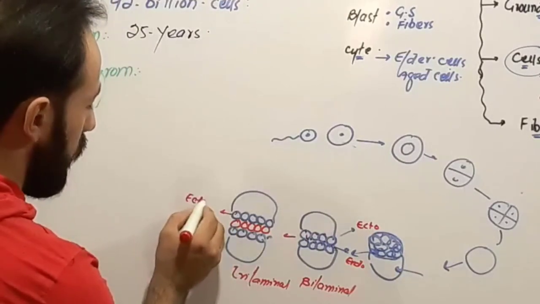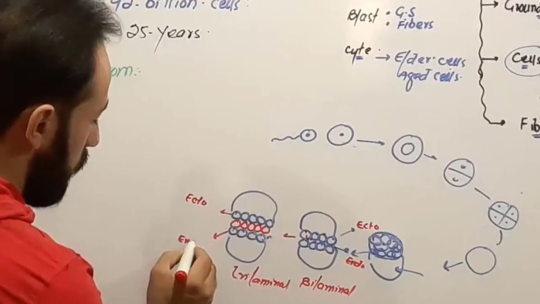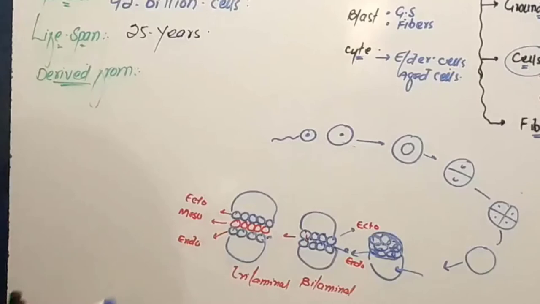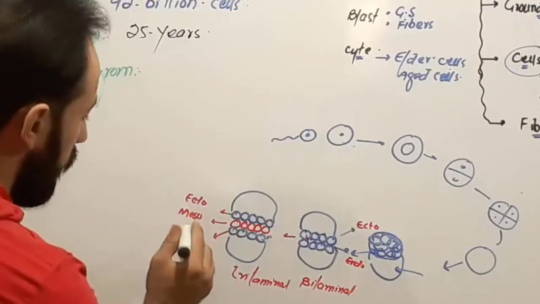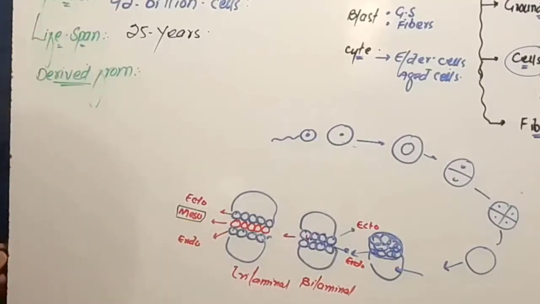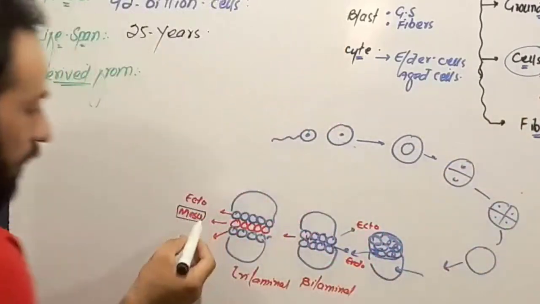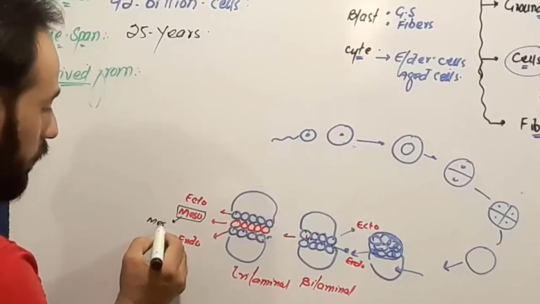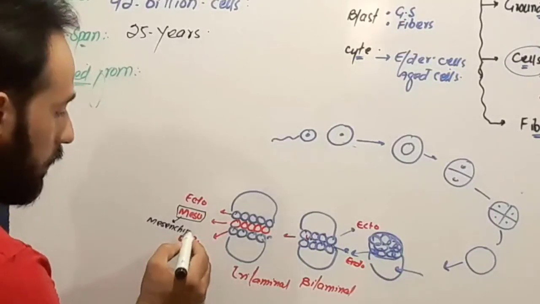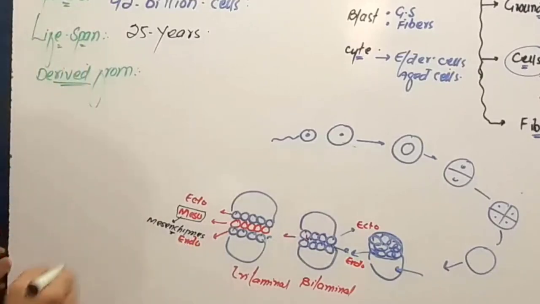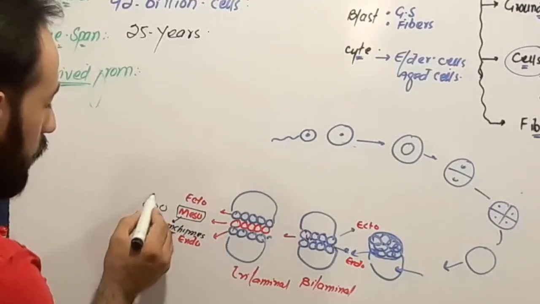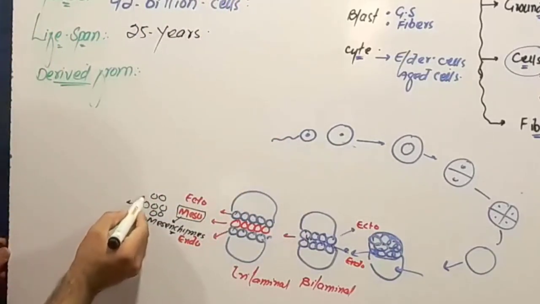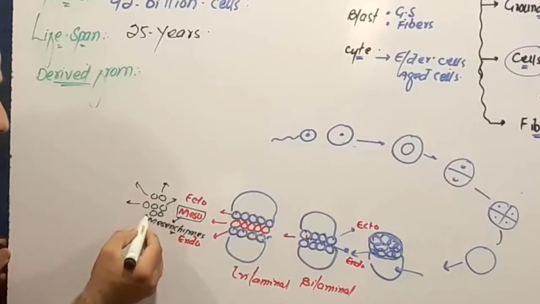These are the ectodermal cells, these are the endodermal cells, and these are the mesodermal cells. So I had told you in the previous lecture that all the connective tissue cells are derived from this mesoderm. In this mesoderm there are cells which are called the mesenchymes. Different types of mesenchymes will migrate to different areas of the body and start producing different types of connective tissues.